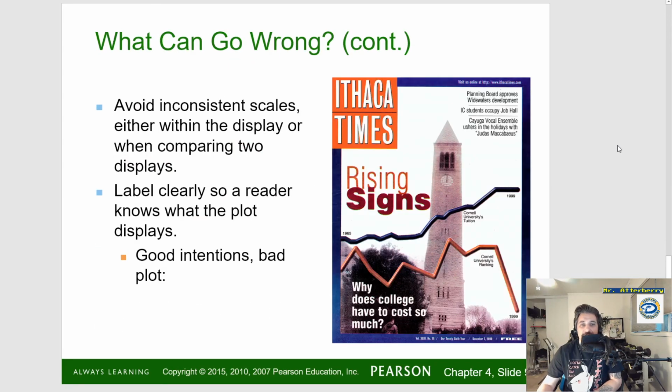Okay, all right. Some things to avoid, right? Good intentions, bad plot. Don't do different graphs with different scales and not a lot of details on them. Okay, it just looks shady, looks weird, looks bad. Make sure the scales are consistent.